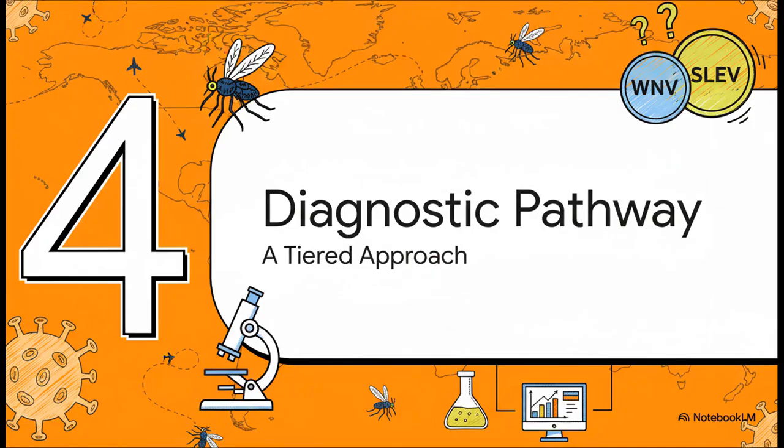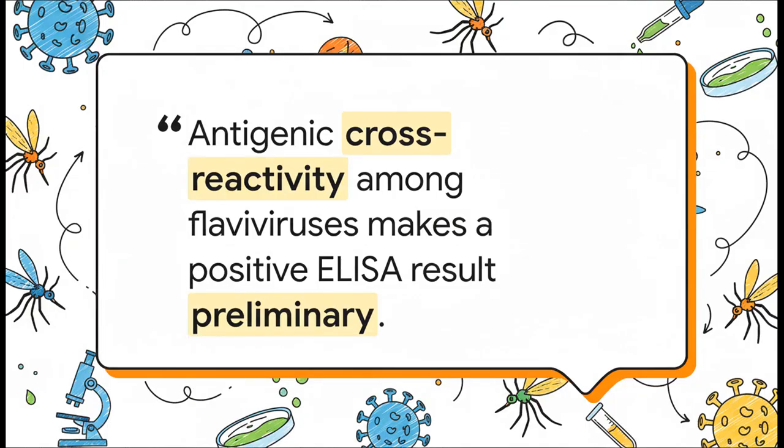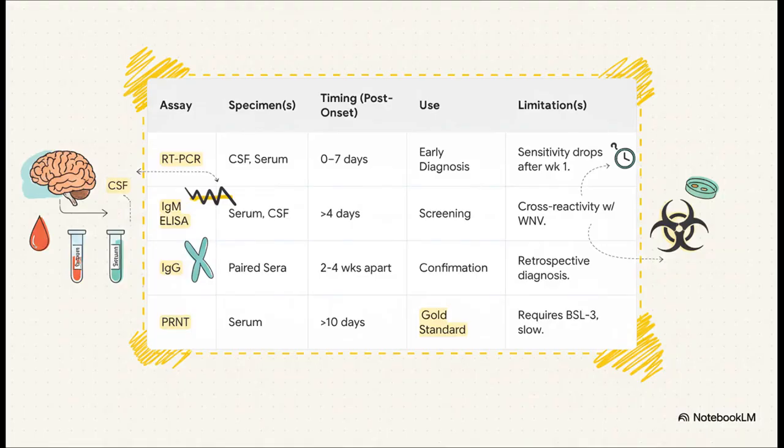Right, so given that tricky cross-reactivity, how do we actually solve this puzzle in the lab? This next part lays out the tiered approach that you absolutely need to get to a definitive answer. I really want to pause on this quote, because if you take one thing away about Flavivirus diagnostics, this is it. A positive screening result from an ELISA is never, ever the final word. It's just the start of the investigation. Think of this table as our playbook. Let's just walk through it.